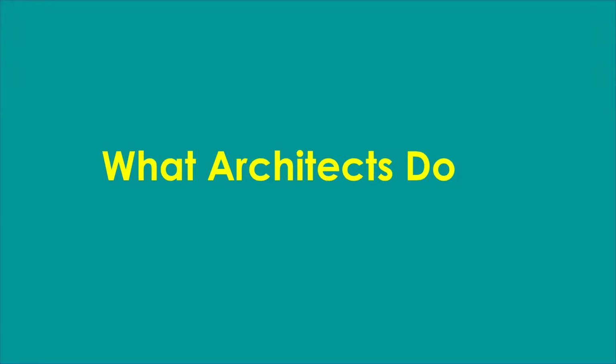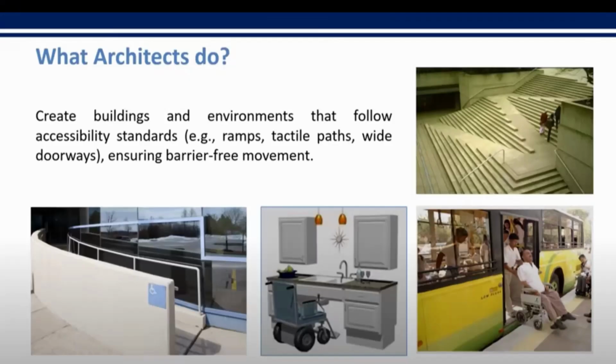But what architects do is create buildings and environments that follow accessibility standards. For example, ramps. See, this photograph is showing the steps for normal persons, and at the same time it can be provided with the help of ramps also. So both persons can access the building with these provisions. So steps and ramps can be provided to reach the special persons.